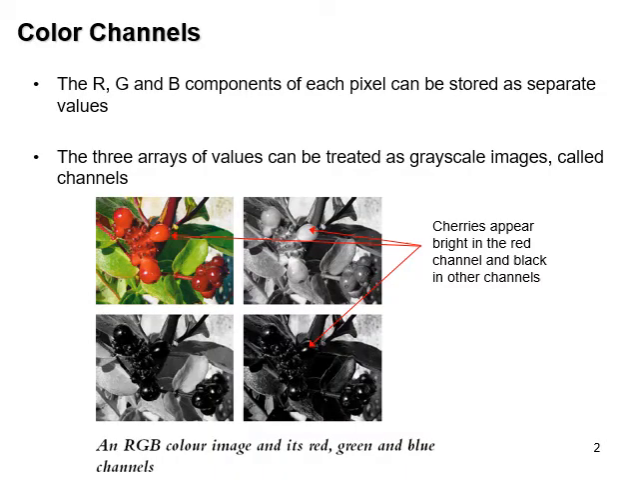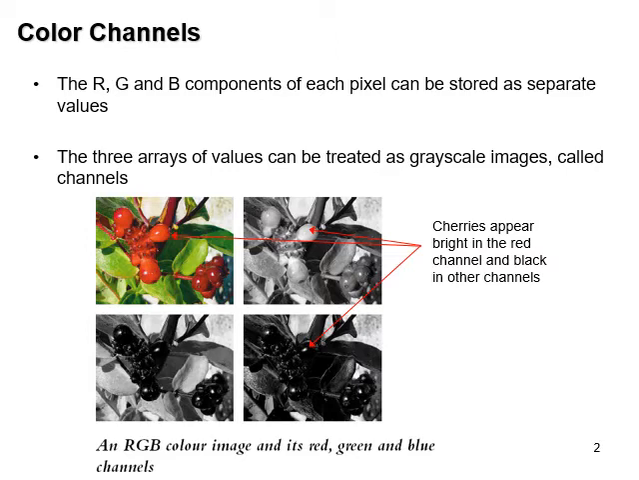So last time in this topic of color spaces, we already covered different ways to represent color. We talked about color spaces like RGB, CMYK, HSL, and HSV. Next we talk about the notion of color channels. The R, G, and B components of each pixel can actually be stored as separate values. Let me explain what this is.